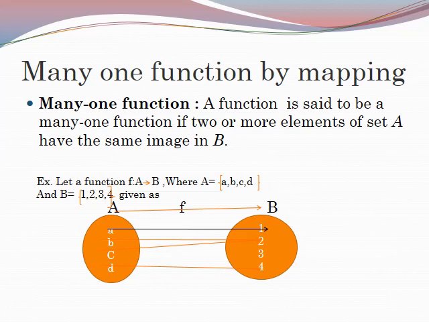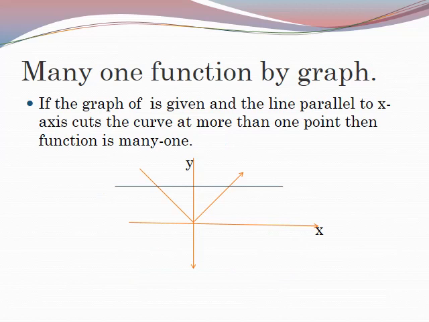Okay, now next, many-one function by graph. When we talk about a many-one function by graph, it means a graph is given, and we have to draw a line parallel to the x-axis. If the line parallel to the x-axis cuts the graph at more than one point, then the graph must represent a many-one function. Okay, all of you? Good. Now just write it.